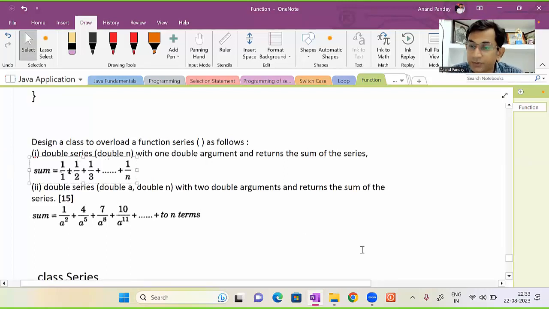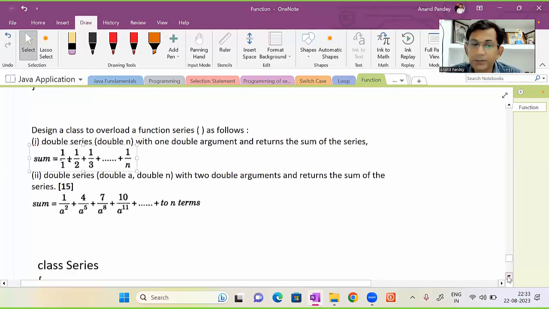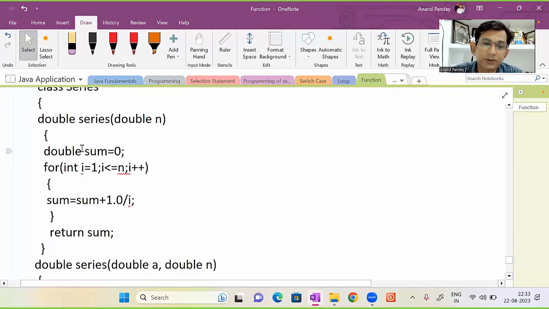Everything is written in the question. Please read it. So here we have to calculate the sum of the series, and that I am doing. Sum equal to 0. I have taken the sum equal to 0 of double type because 1 by 2, 1 by 3 fractional values may come. So that's why I have taken the sum of double type.